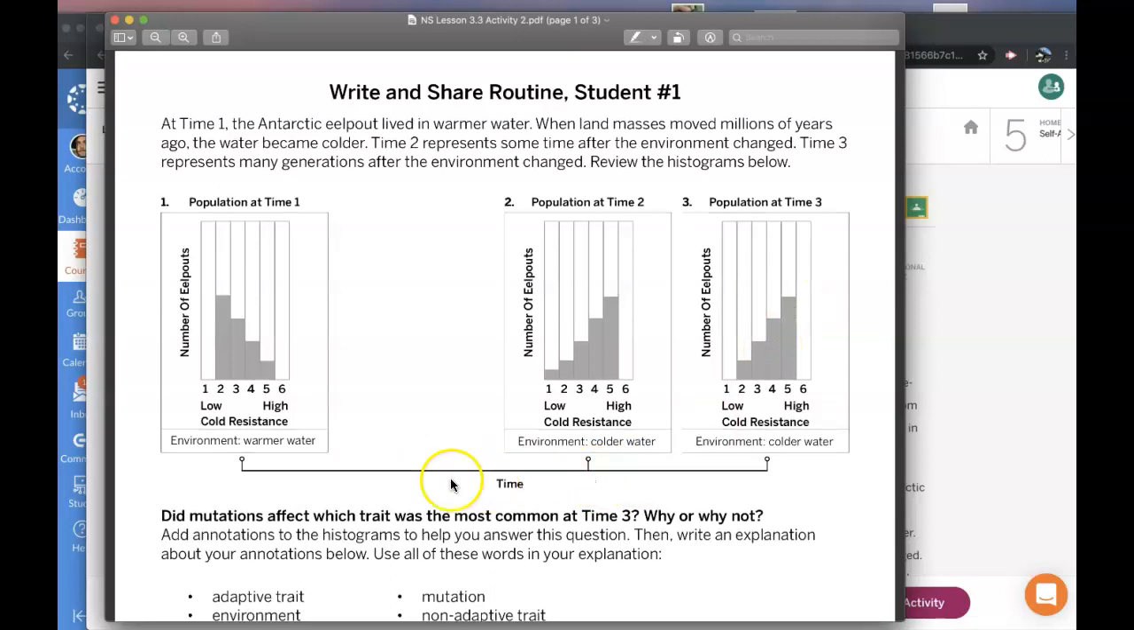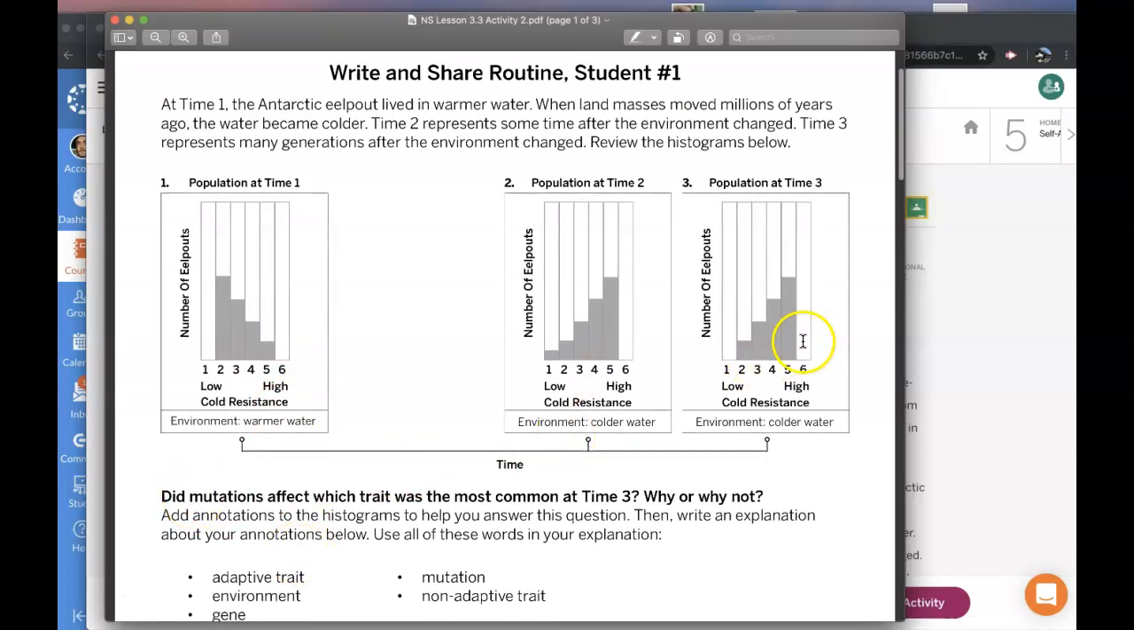We know that a mutation means that a trait shows up that did not exist in the initial population. If we look at the initial population here, trait 1 and trait 6 are the only ones that don't exist. Trait 5 is the most common, but that existed in the initial population. So mutations didn't affect this trait. What can explain this is that the environment changed to colder, and so trait 5 became an adaptive trait. It became more common over time because an adaptive trait makes an organism live longer and reproduce more, and then their population will increase. So mutations did not affect this one for student number 1.